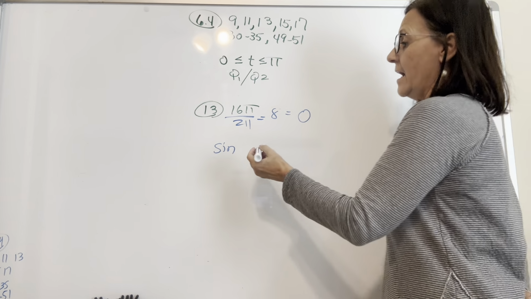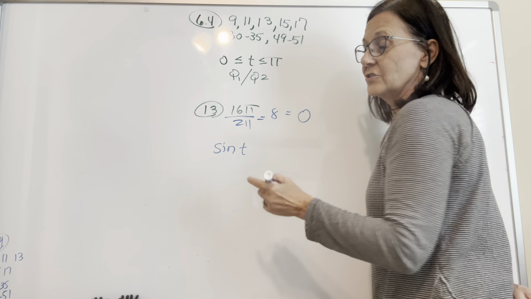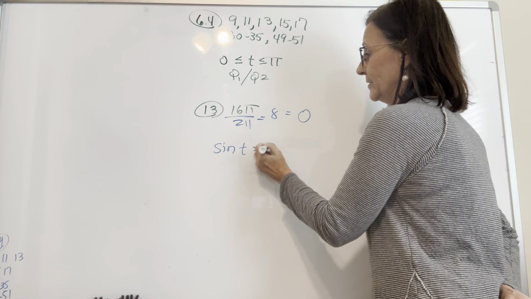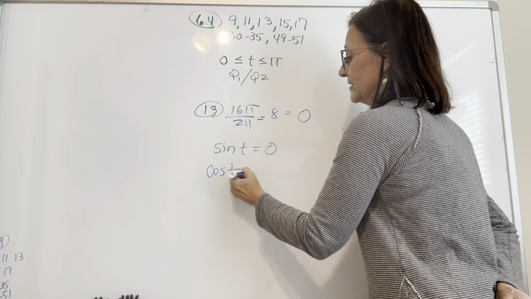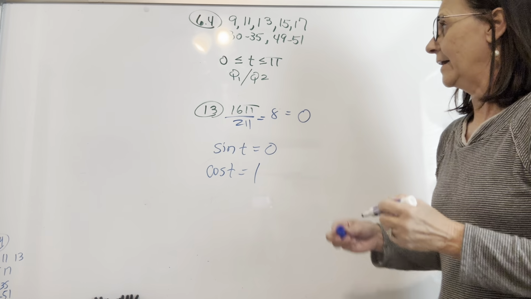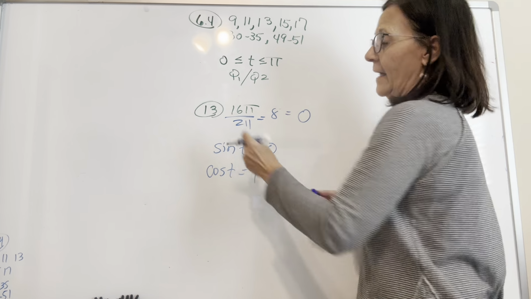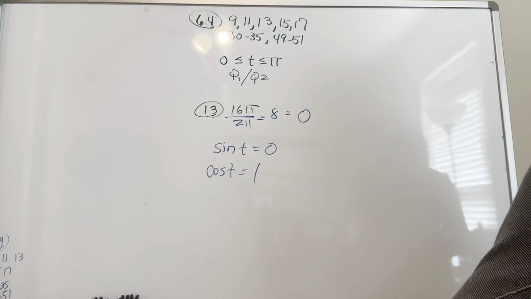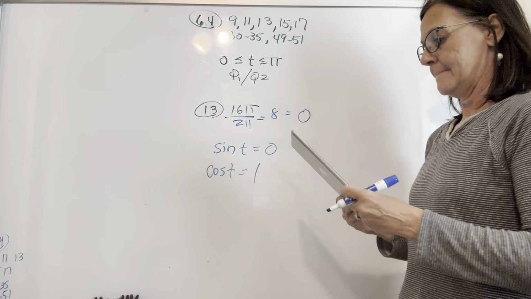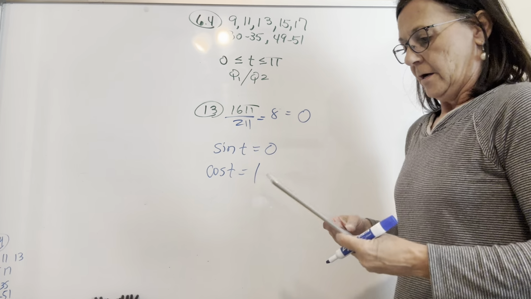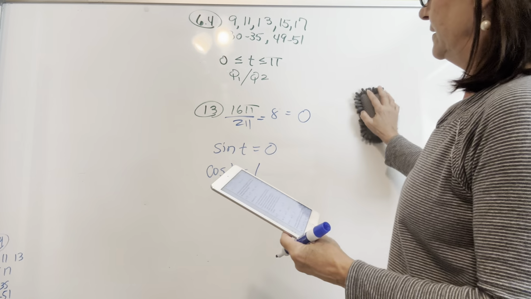Now, the sine starts at 0 and counts up, so it's 0. The cosine starts at 1 and counts down. So that's number, I think that's 15, not 13. No, that's 13. That is 13. All right, 15.